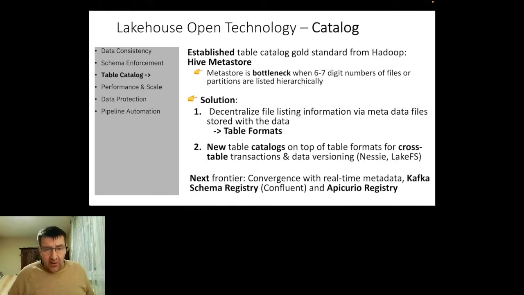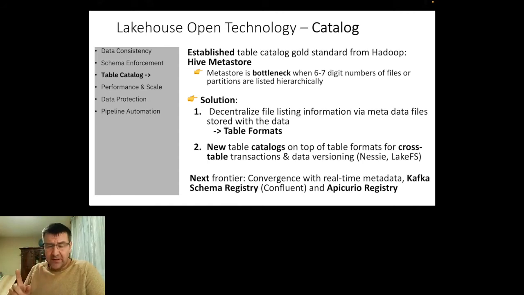Finally, the table catalog. In data lakes, starting with Hadoop, this has been a standard that has evolved over time. The gold standard of table catalog there is the Hive Metastore. The problem with the Hive Metastore is that if you really talk about large data lakes with six or seven digit numbers of files or even partitions, it becomes a significant bottleneck. It just hasn't been designed for that. The solution for that is twofold. There are two parts of the solution.